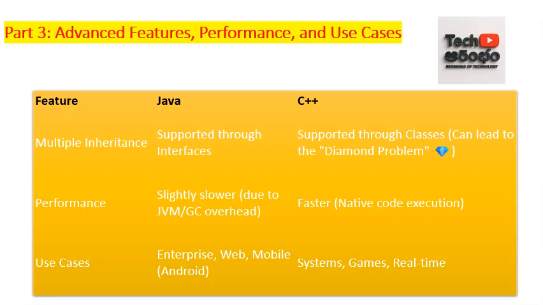Finally, the final recommendation. Java is recommended for enterprise software, web applications, and Android apps, where stability and rapid development are of utmost importance. Whereas C++ is more suitable for games, operating systems, and high performance systems and scenarios which require direct hardware control.